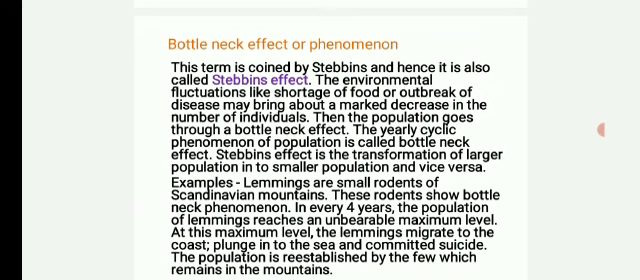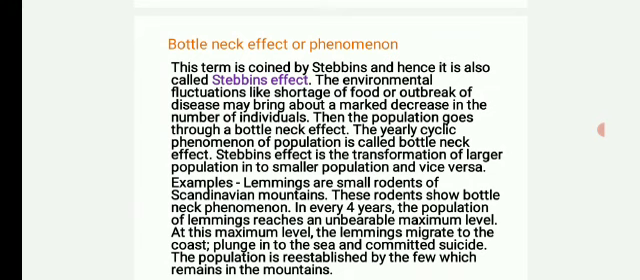Next, bottleneck phenomenon. The term was coined by Stebbins, hence it is also called Stebbins effect. Environmental fluctuations like shortage of food or outbreak of diseases may bring about a marked decrease in the number of individuals. Then the population goes through a bottleneck effect. The yearly cyclic phenomenon of population is called bottleneck effect. Stebbins effect is the transformation of larger population into smaller population and vice versa.